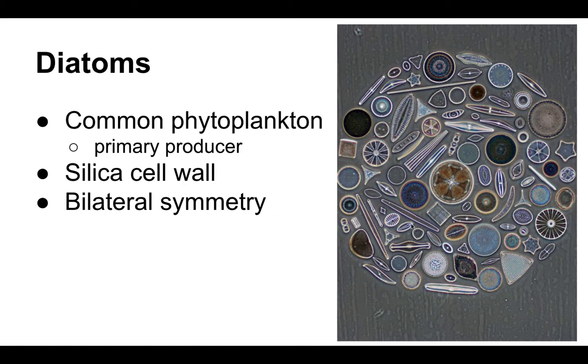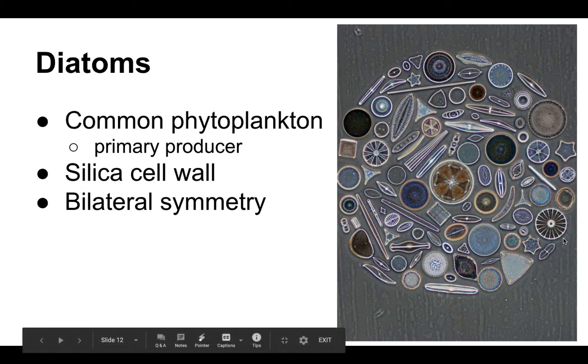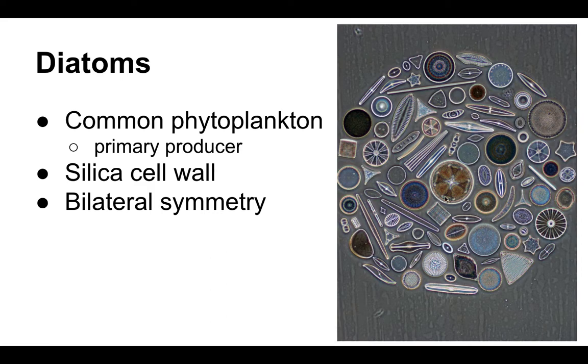And they have bilateral symmetry. So any one of them you could cut in half, and just like us, they look the same one side or the other. Some of them also have radial symmetry here, where they're symmetrical in a circular shape, but they at least have one line of symmetry that runs through them.